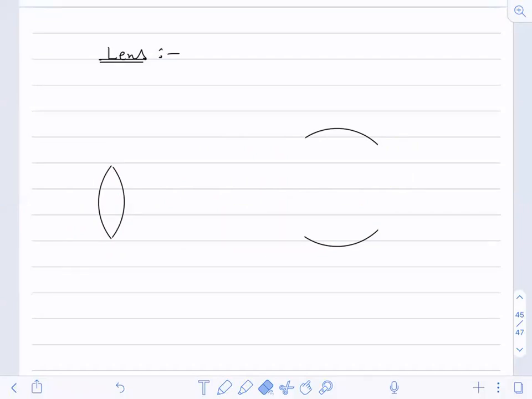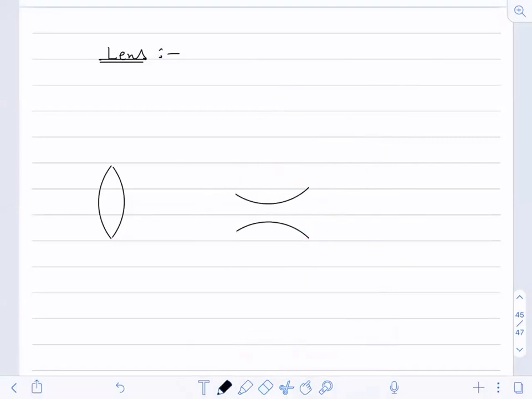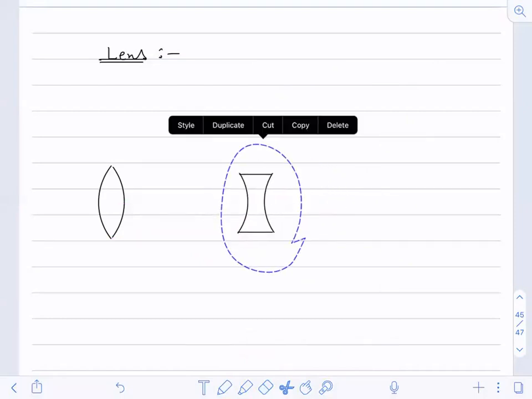This is one kind of lens. Another kind of lens, how will we get it? Suppose I take this and keep it like this, and then I join these two. Now what I'm getting is a concave lens.